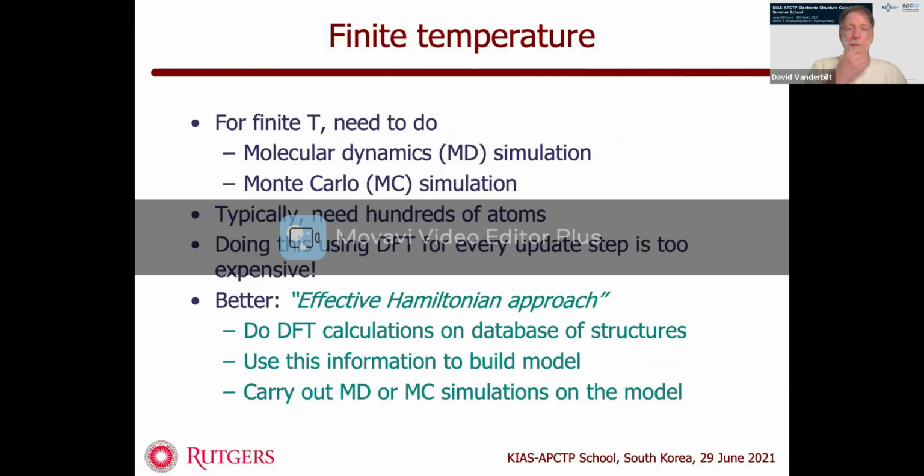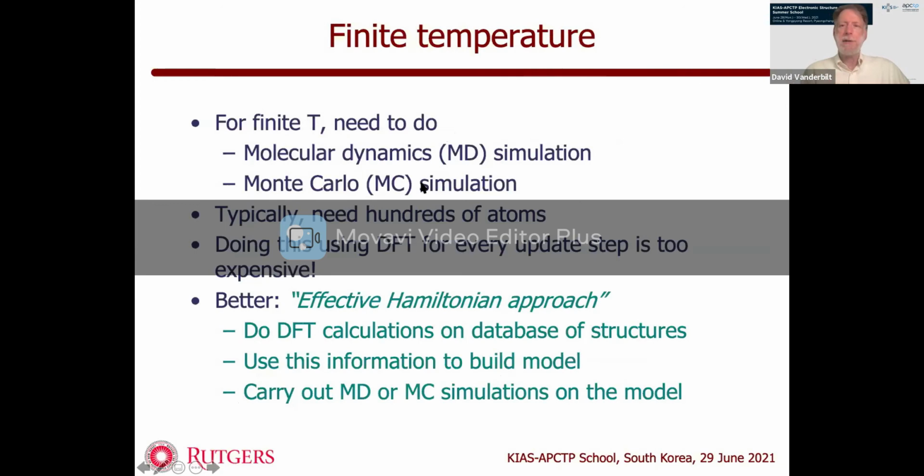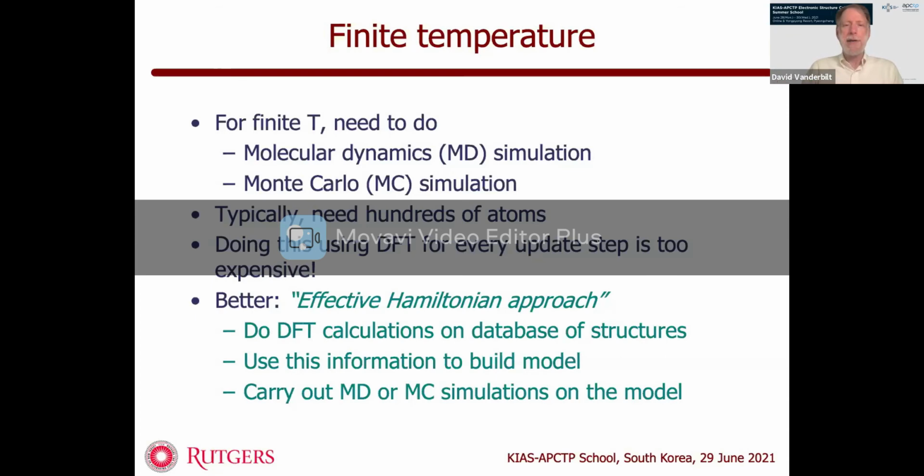Okay. So in order to do finite temperature simulations, you typically have to take into account the statistics correctly by doing some kind of molecular dynamics simulation or Monte Carlo simulation. We did Monte Carlo simulations, but on what? If you try to do a Monte Carlo simulation on some big, let's say 6 by 6 by 6 supercell containing 1,000 atoms, and then on every time step, you calculate all the forces on all the atoms from first principles. Even today, that's not doable.